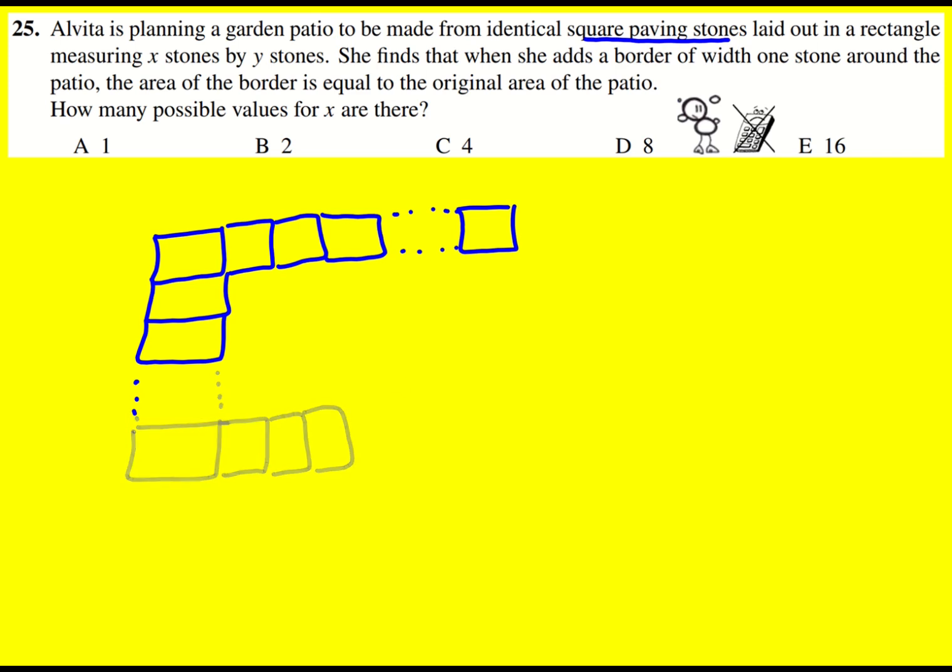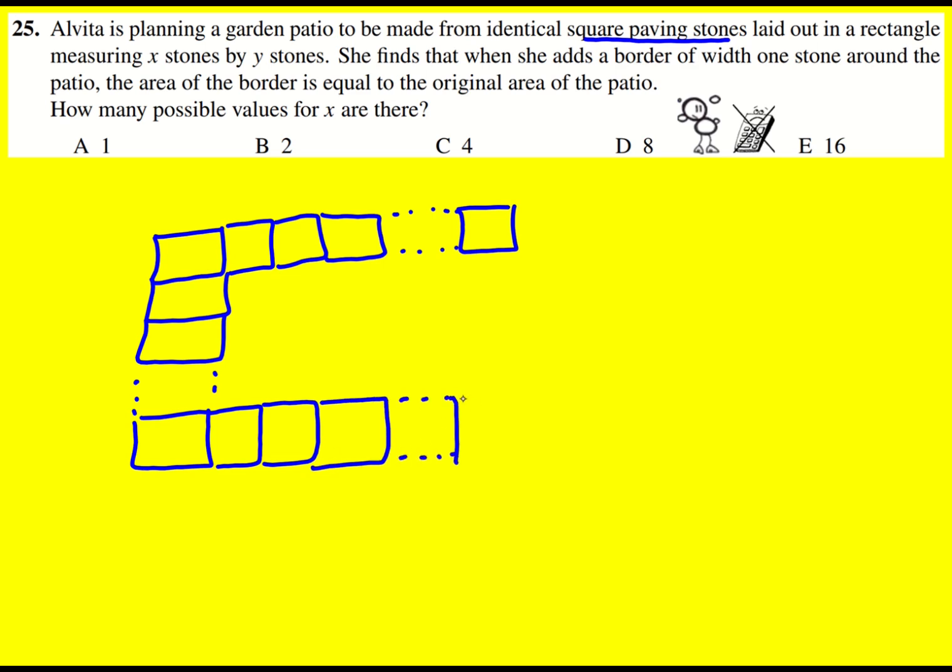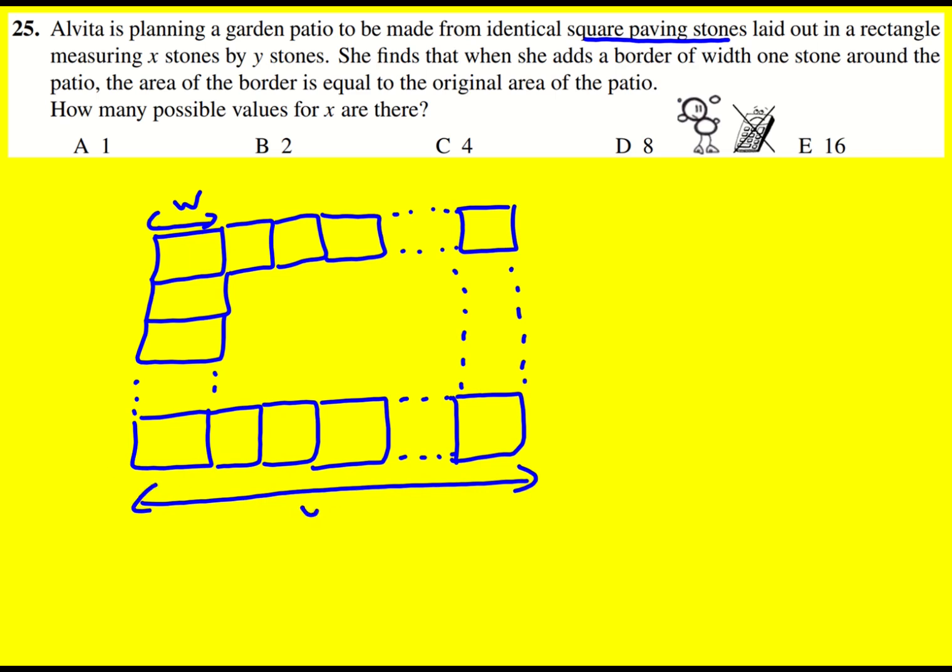I haven't quite, maybe I should try and draw it to scale a little bit better. There's our patio, and we're told that it measures X stones by Y stones. So if I made the width W, then I would have, let's say this is Y stones along here, I'd have YW, and then I would have XW along here.